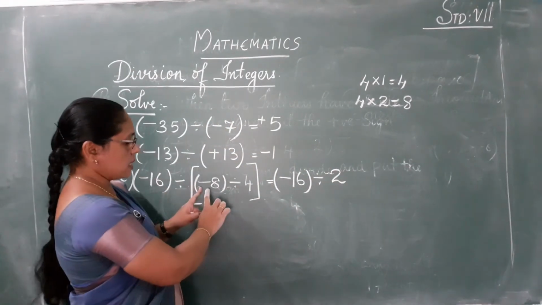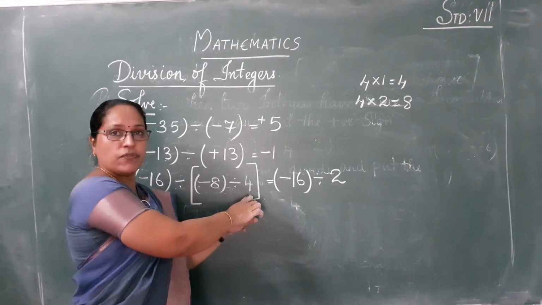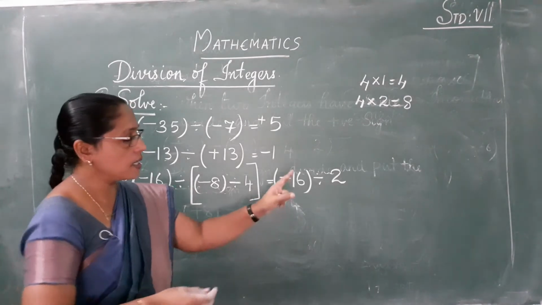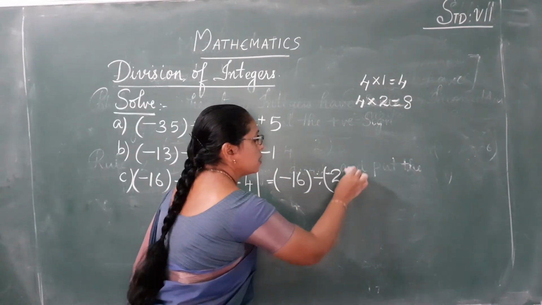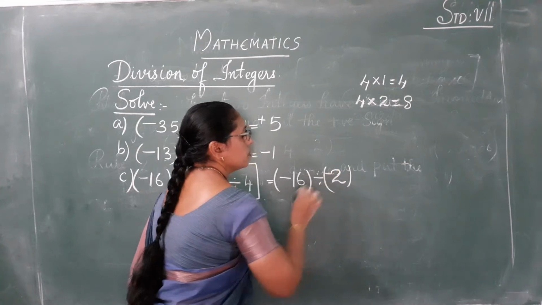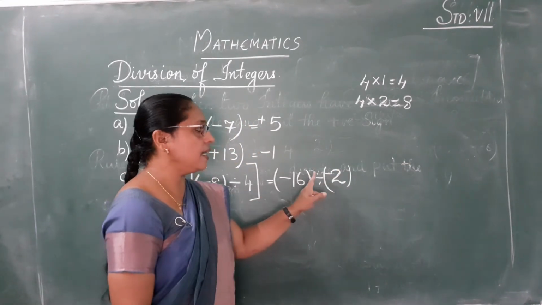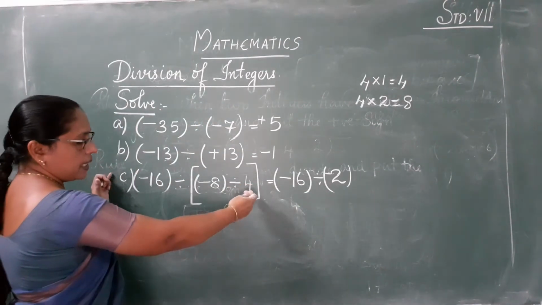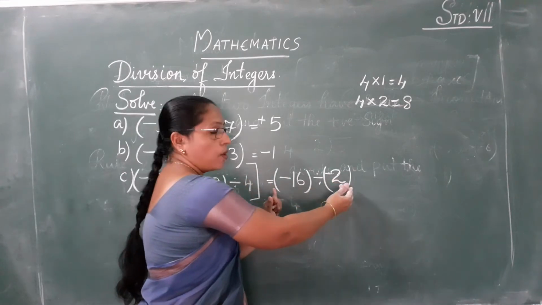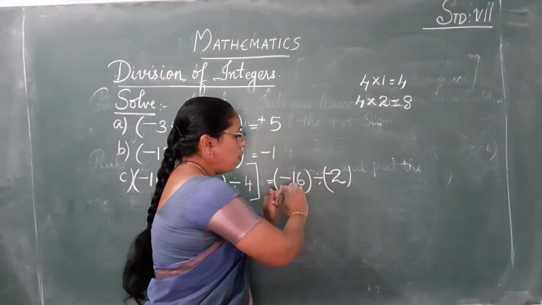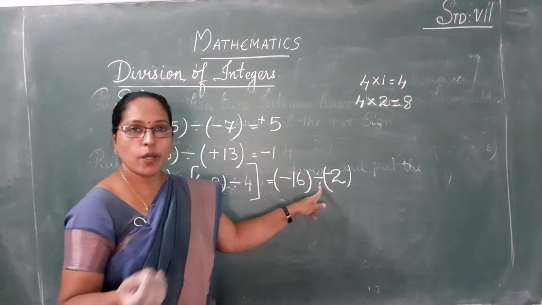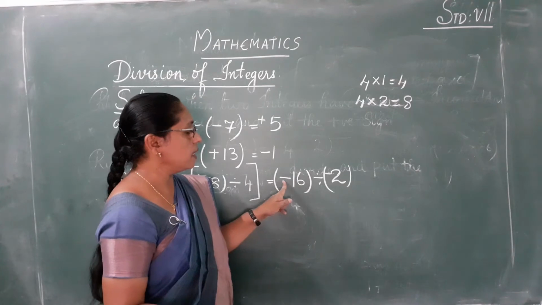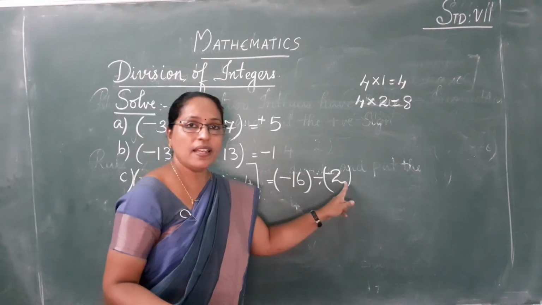Okay? Now think about the sign. Negative 8 and positive 4. Which rule comes? Different sign rule. So when different sign rule comes, the answer would be negative. So negative 2. So negative 16 divided by negative 2. Okay? So the complicated question has been put into a simpler form. Now we need to again look at the operation. What's the operation here again? It's again division, between the integers negative 16 and negative 2.